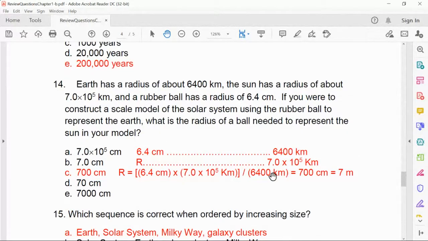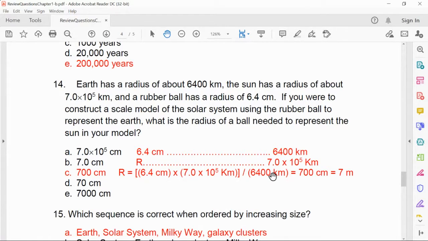This question relates to the models that you see when we try to have a scheme of the solar system. Earth has a radius of about 6,400 kilometers. Remember when we said that the diameter of the Earth is 12,756 kilometers. Roughly speaking, 12,800 kilometers. Radius is half of the diameter. So half of that will be 6,400 kilometers.